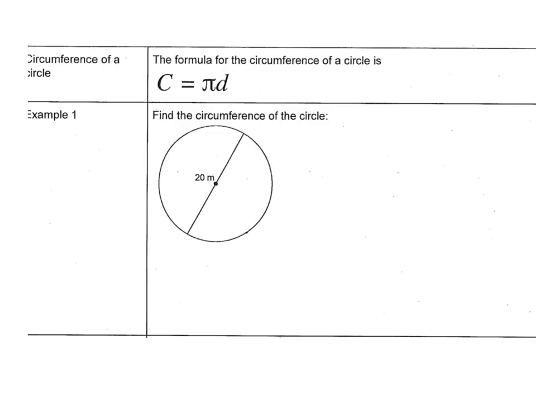Alright, so going back to our definition of circumference. Circumference is the distance around the outside of the circle. So kind of like the perimeter. So that's the circumference. I can calculate it with this formula. The circumference equals pi times the diameter.